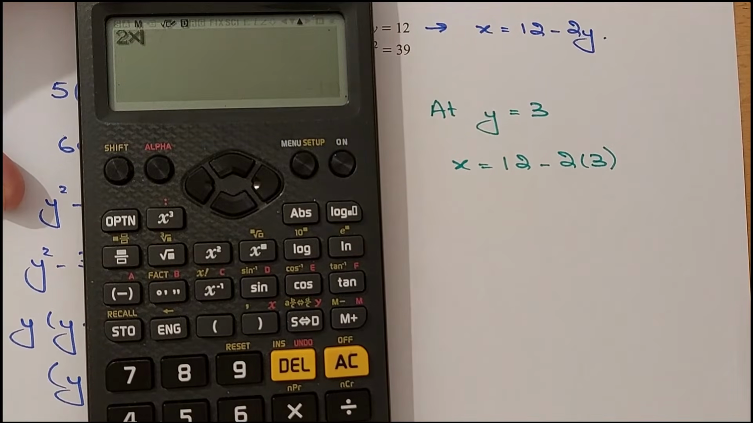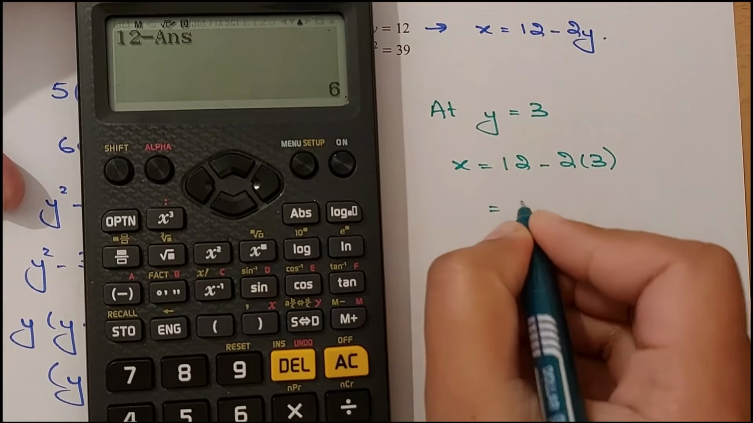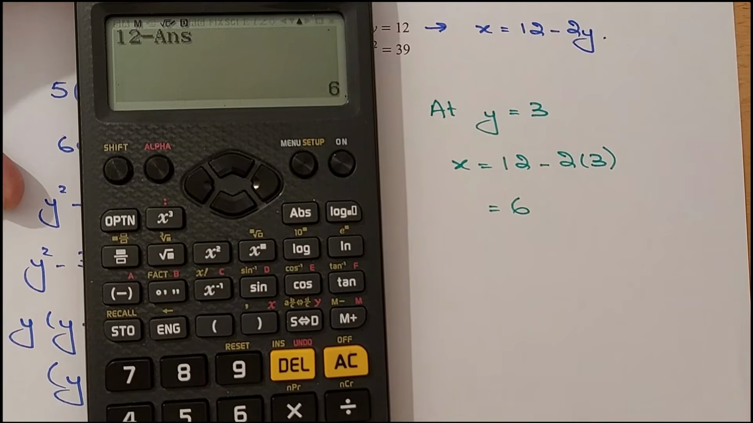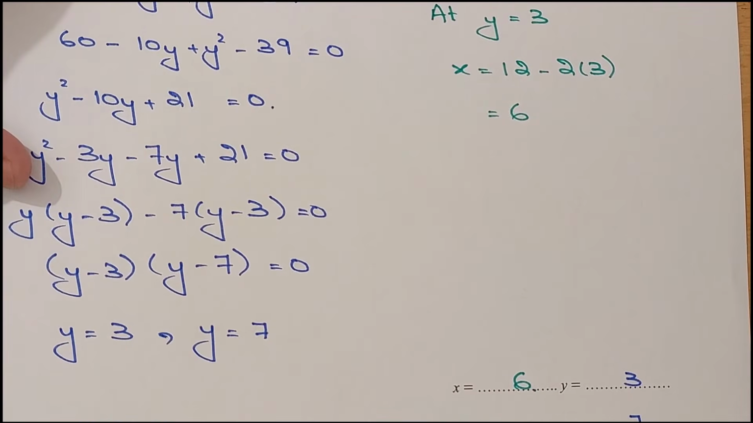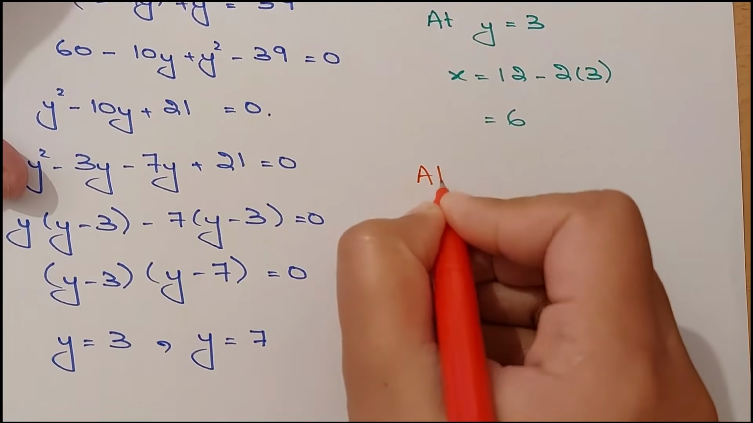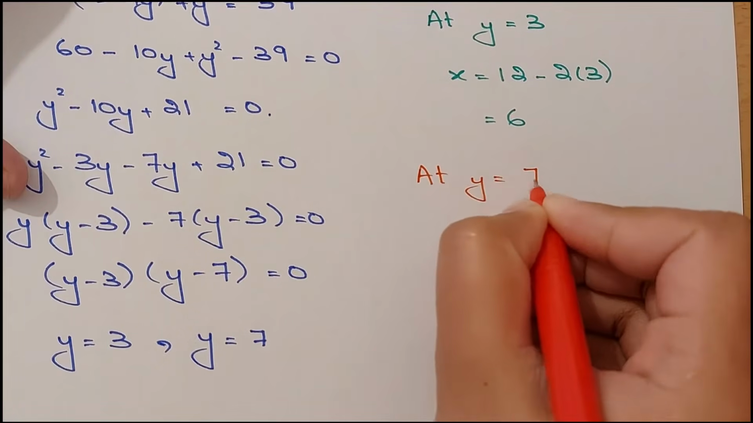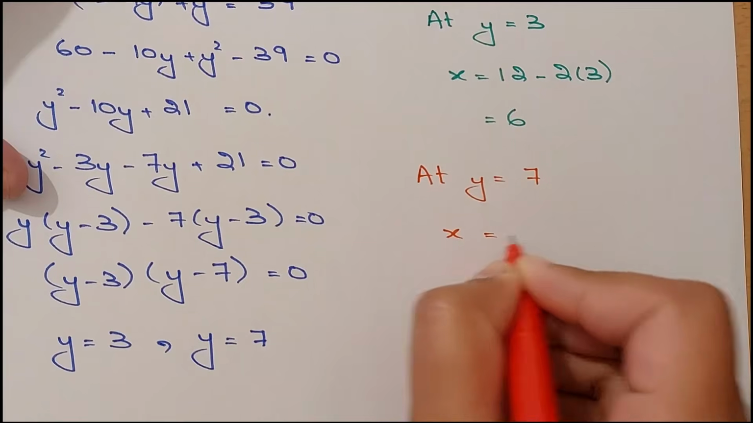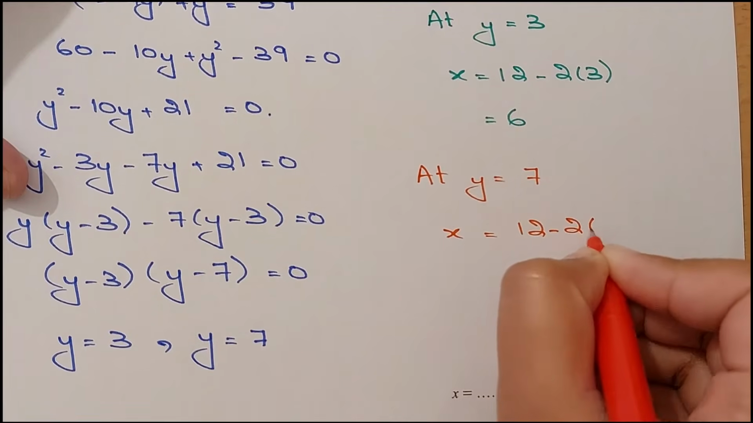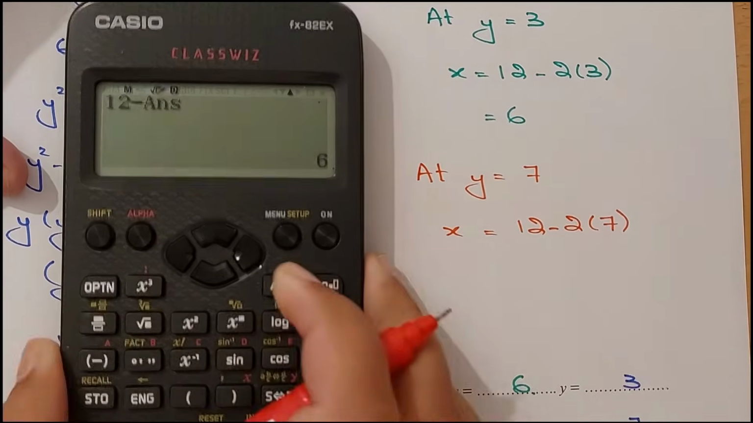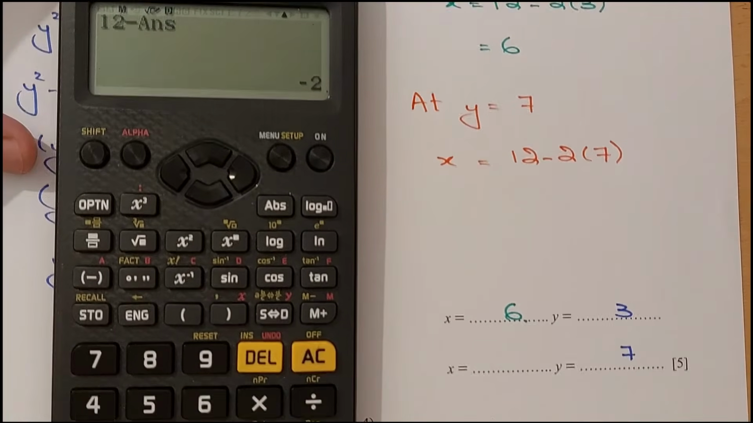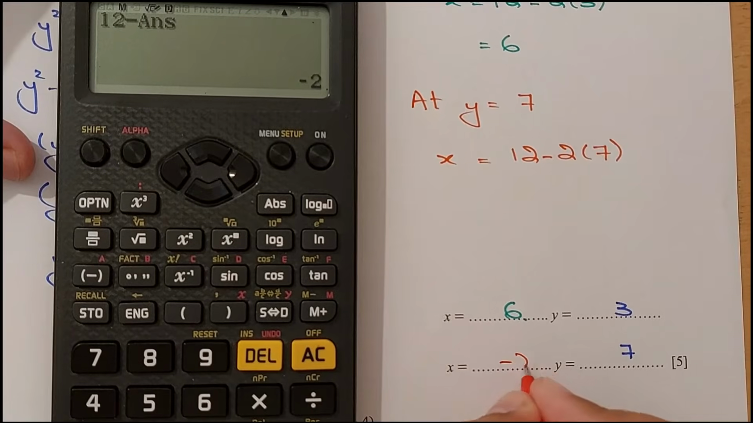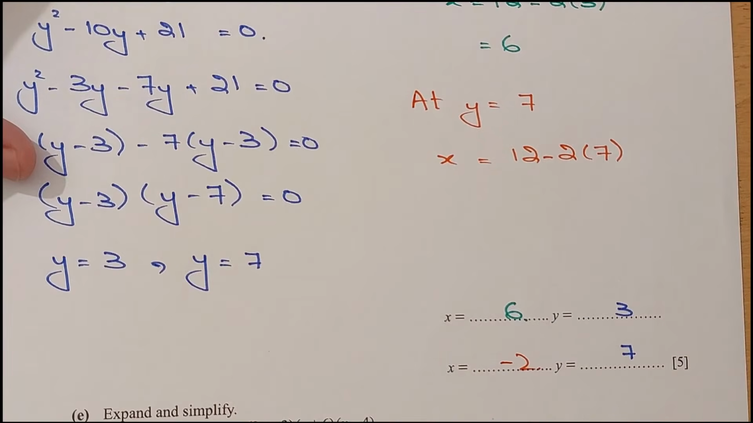Okay, 2 times 3 is 6 and 12 minus 6 is 6. x is 6. Right, now the next y value is 7. So we can say at y equals 7, we have x equals 12 minus 2 times 7, right? 2 times 7 is 14 and 12 minus 14 is negative 2. So x is minus 2 when y is 7, right?